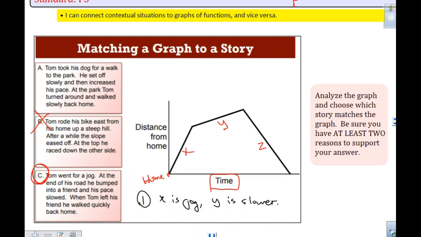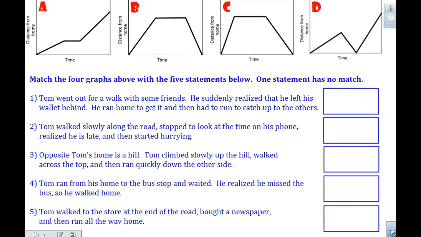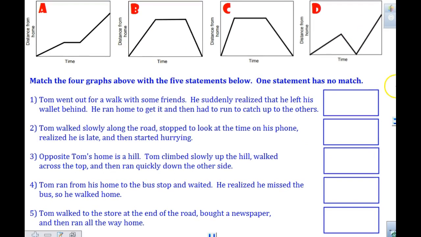So as we look at that next page going down, you have 4 graphs, and you have actually 5 situations. So obviously when we match them, there's going to be one that doesn't match one of the situations. I want you to take a look at the axes. You have time across the bottom. That's our independent variable. Our dependent variable is distance from home.